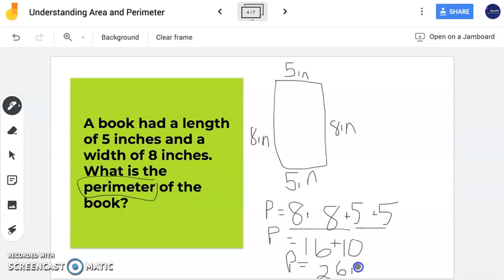So the answer to this problem, I'm going to take a look. Did I answer the question? What is the perimeter of the book? Yes, the perimeter is 26 inches.